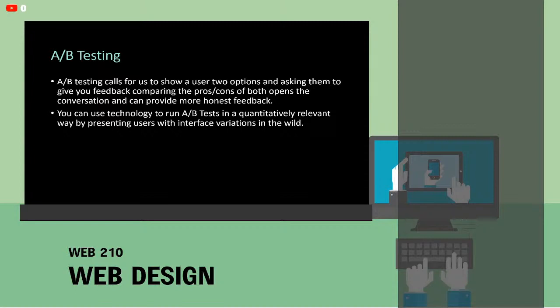So with A/B testing, we're giving our users 2 options, asking them to give you feedback in a usability testing session for both of the options. Give them the pros, give them the cons, and you can even do this in relation to one another. Right? And so what this does is it opens the conversation and provides more honest feedback, right? Like if you give somebody options, they don't feel obligated to say they like the thing. Some people, they want to be nice. So if you present them with something and you say, what do you think of this? They'll say, yeah, I like it.